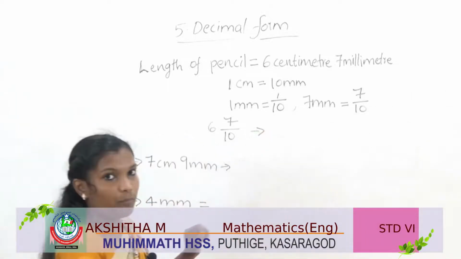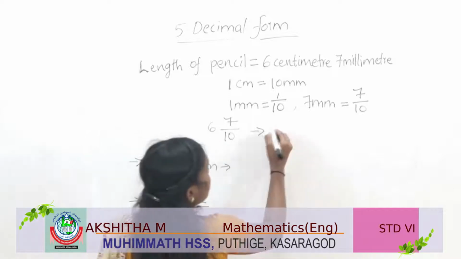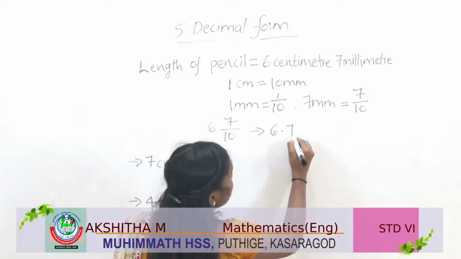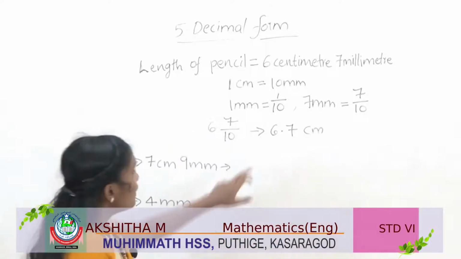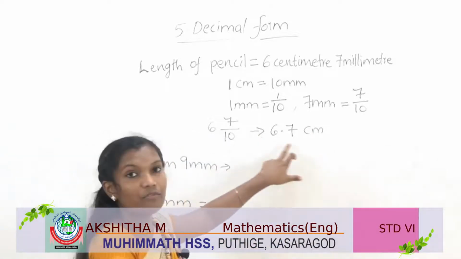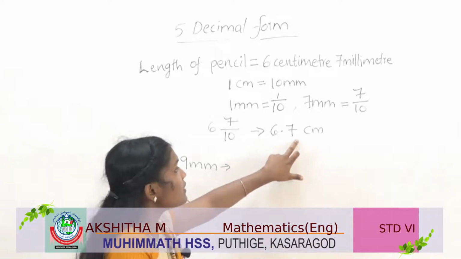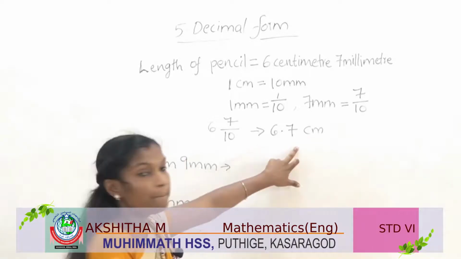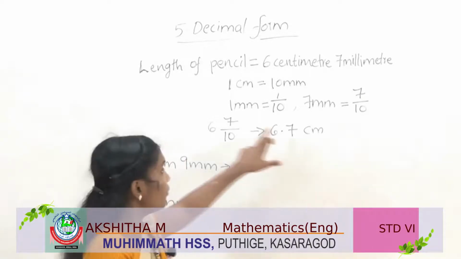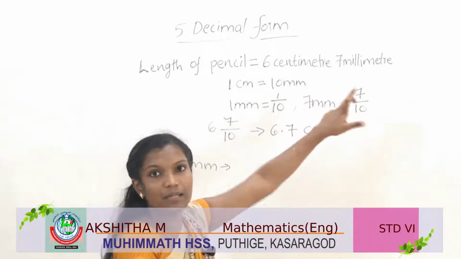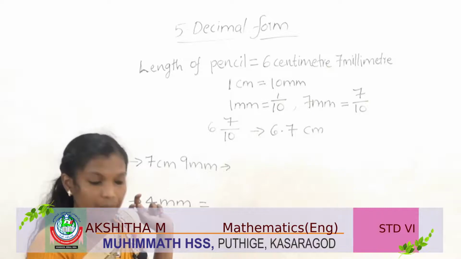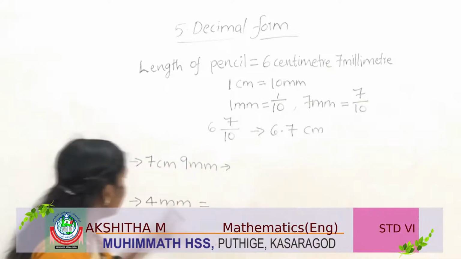Its decimal form is 6.7 centimeter. This is the decimal form of 7 by 10 or 6 centimeter 7 millimeter. Is it clear now? Okay, look at the next one.